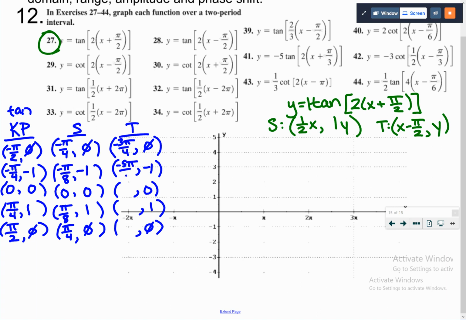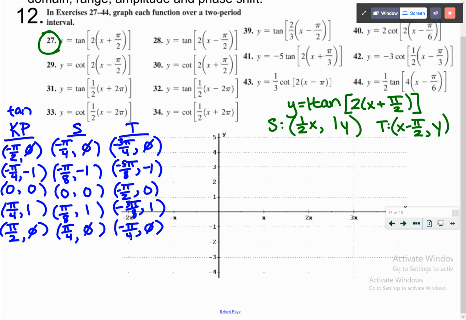0 minus pi over 2, negative pi over 2. Pi over 8 minus pi over 2. Close. -3 pi over 8, that's it. And then the last one, positive pi over 4 minus pi over 2. Negative pi over 4. That's right.